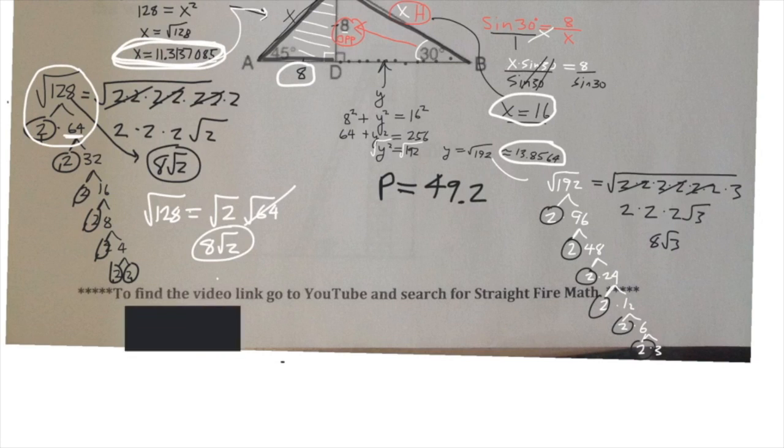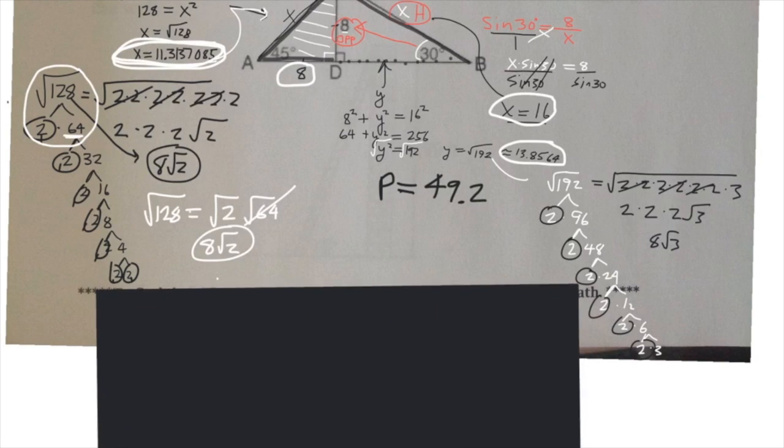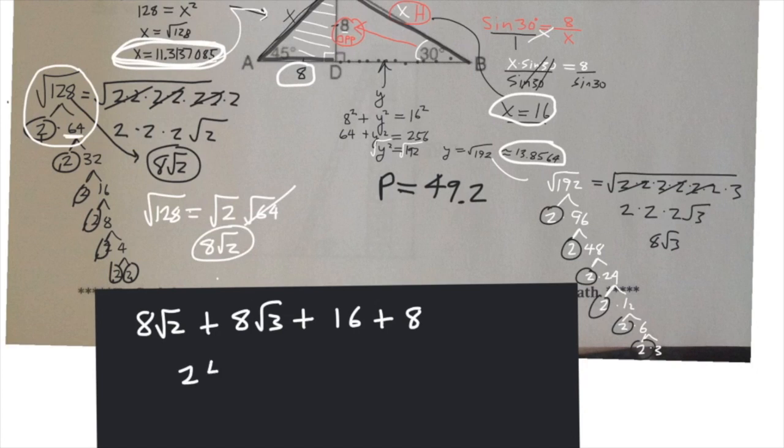If you wanted the answer in simplest radical form, it definitely involves a lot more concentration to pull this off. But the perimeter would be 8 radical 2 plus 8 radical 3 plus 16 plus 8. And if you combine like terms, you'd get 24 plus 8 radical 2 plus 8 radical 3.